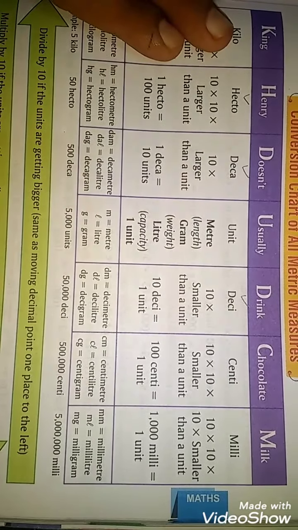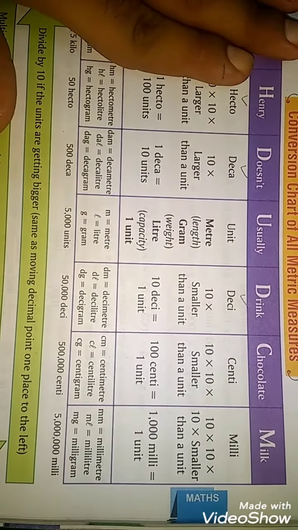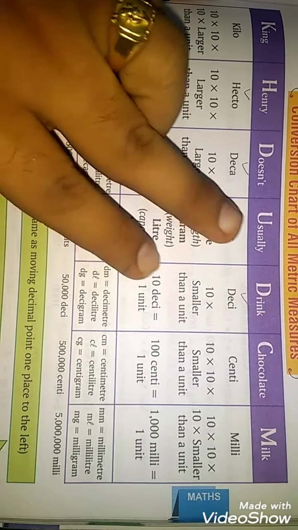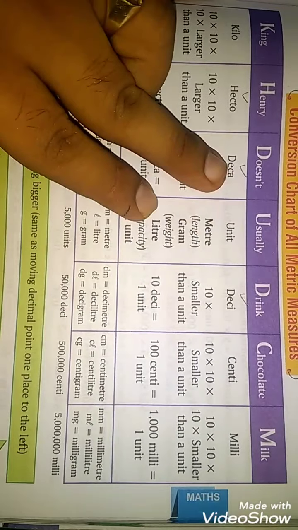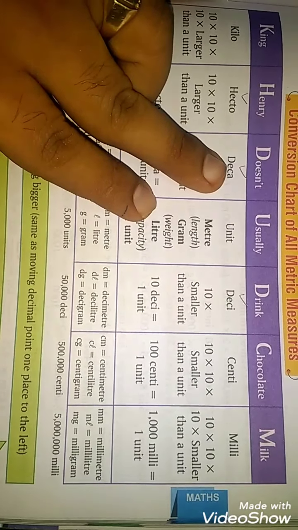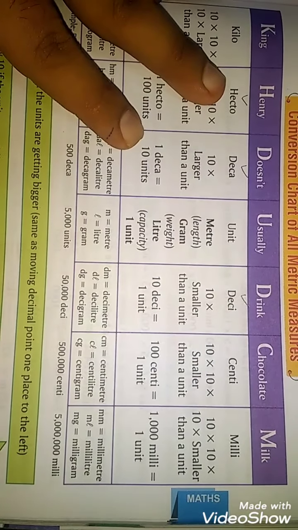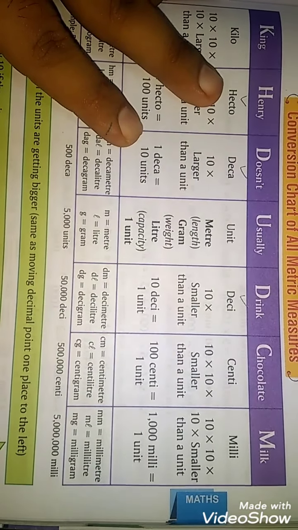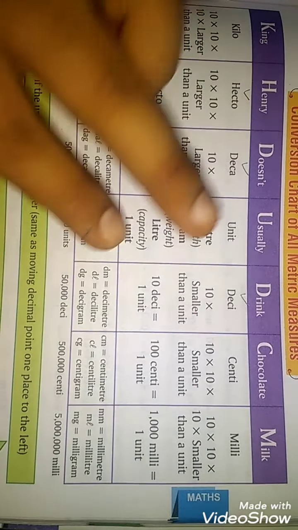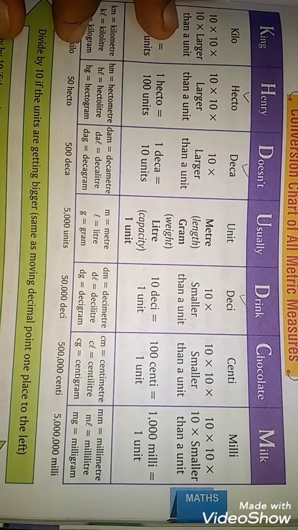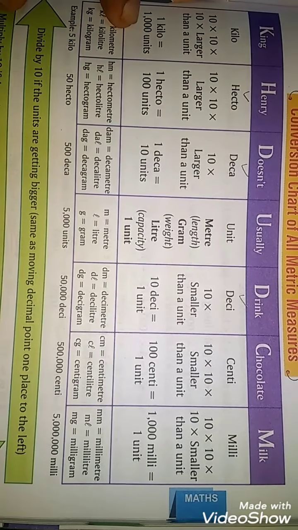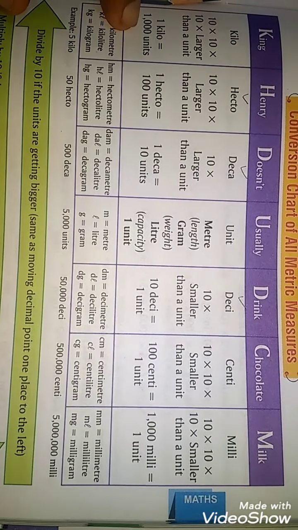Similarly for gram, similarly for liter. Now going upwards, to the bigger units, in order to convert meter into decameter, we will divide by 10. To convert meter into hectometer, we will divide by 100. To convert meter into kilometer, or gram into kilogram, or liter into kiloliter, we will divide by 1000.